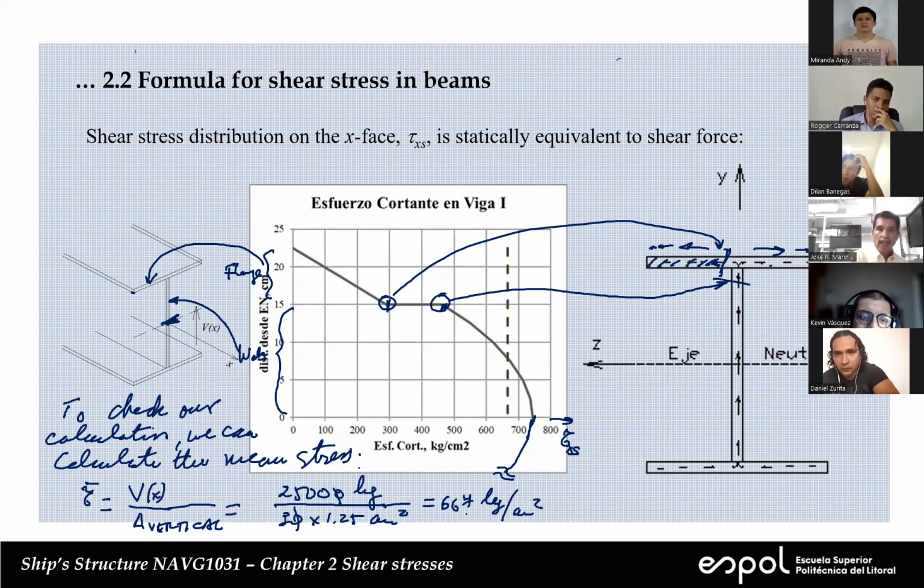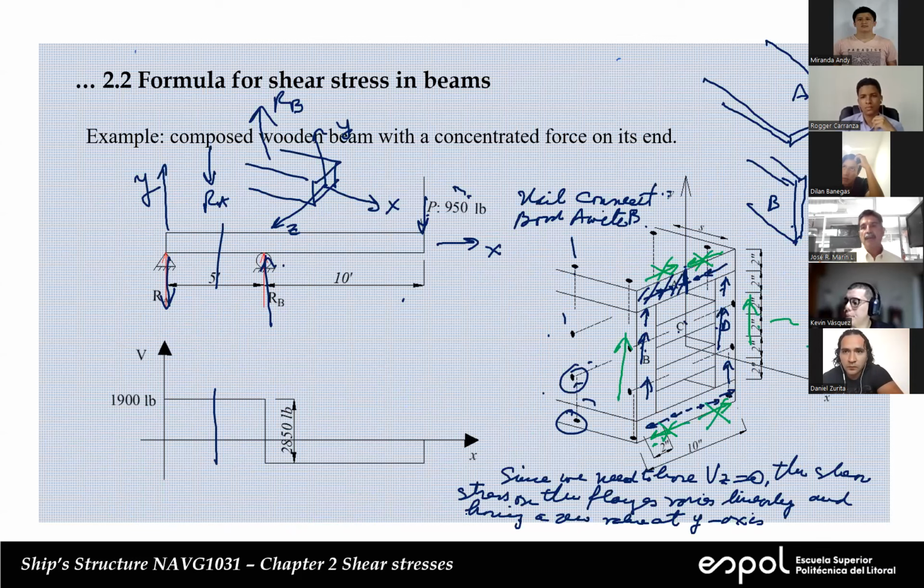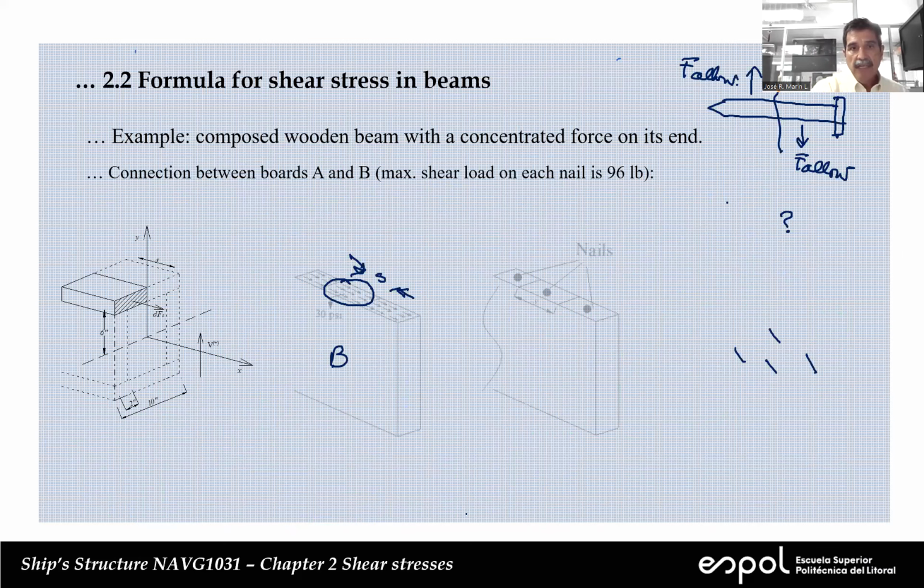Let's do this in the second example that we just started. So this is the example that we are considering. In this case, we have two webs, not only one, but two webs. And also, we are going to calculate the maximum shear stress. So I have here.